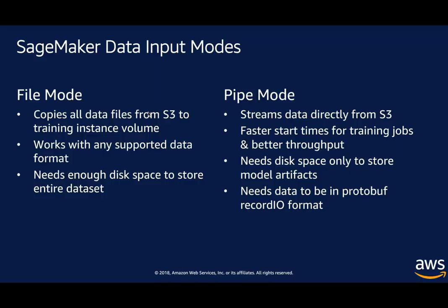The other mode is the pipe mode, which is the more efficient mode, and it streams data directly from S3, which results in faster start times as well as better throughput. One of the advantages is that you don't need that much disk space. You only need enough disk space to store the model artifacts. But one other thing you have to keep in mind is that you have to convert your data into the protobuf RecordIO format. That's the data format that the pipe mode supports.